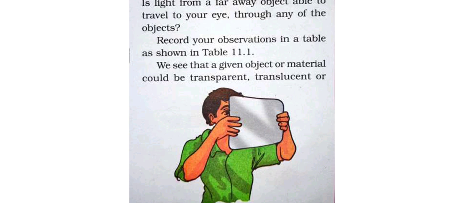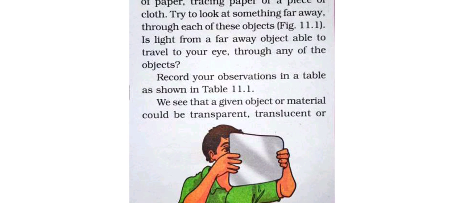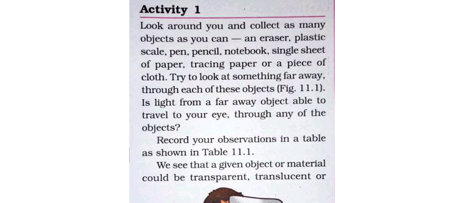So in this way, take all these objects, notebook, plastic scale, and write your observations after this discussion in your textbook. Only 2 columns are given that you can fill in, and depending on these observations, now you will be able to write whether the objects are opaque, transparent or translucent.